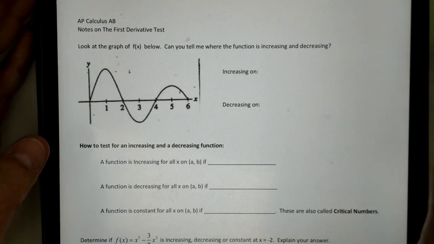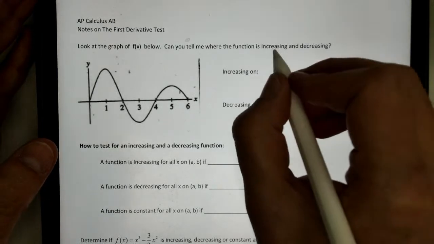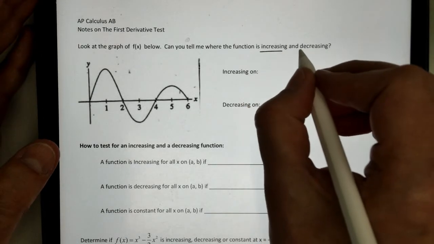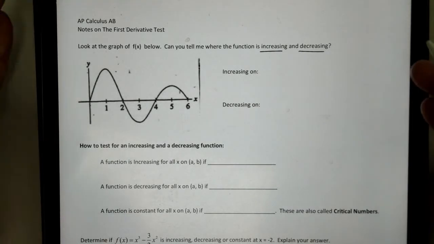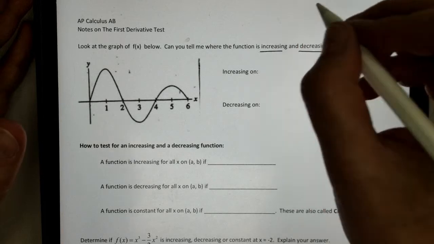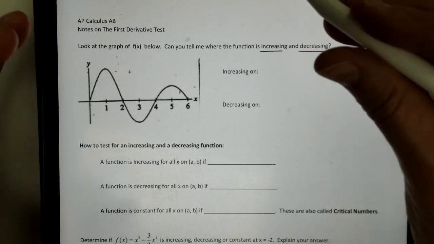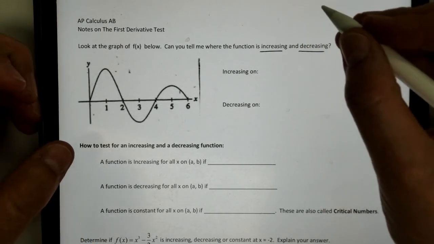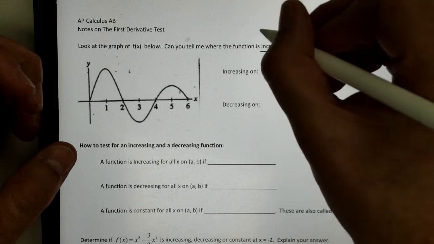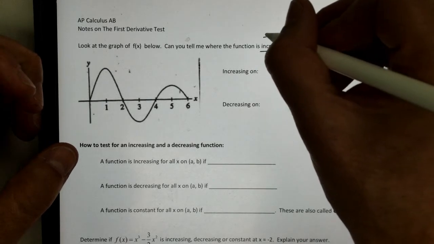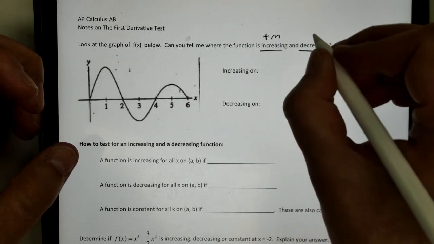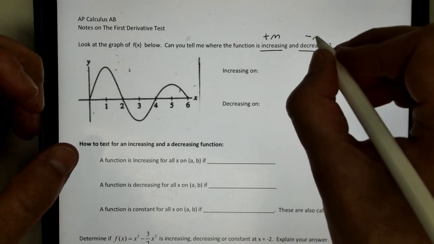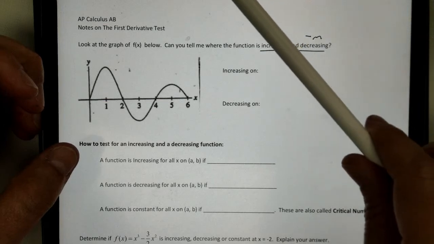This is a test that allows us to determine whether or not a function is increasing or decreasing. And when we talk about a function increasing and decreasing, we're going to be looking at their rates of change, or their slopes. If a function is increasing, we say the function will have a positive slope. It's going to be moving upwards. If it's decreasing, we say the function has a negative slope because it's going down.